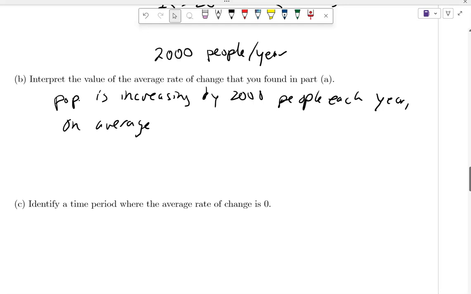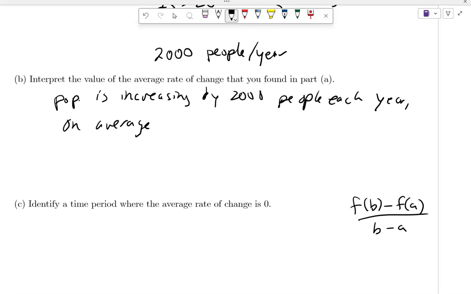Identify a period when the average rate of change is 0. All right. So let's think about how average rate of change is defined again. Remember, it's f of b minus f of a over b minus a, right? It's a fraction, correct? When is a fraction equal to 0? Top and bottom are the same? It'll give you 1, right? Yes. So one of these pieces better be 0.